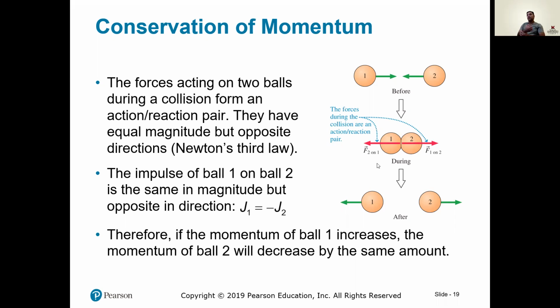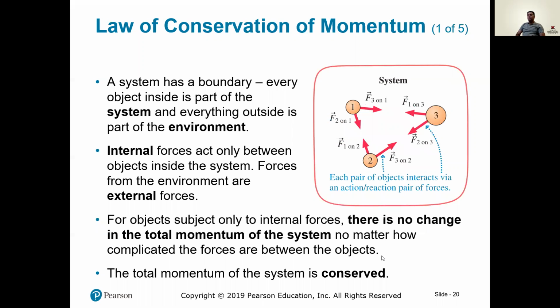You have two forces, F2 on 1 and F1 on 2, right? And you have solved problems like this where we named the action-reaction forces similarly. So the impulse of ball 1 on ball 2 is the same in magnitude but opposite in direction, of course, because you can see clearly that they are moving in opposite directions. Therefore, if the momentum of ball 1 increases, the momentum of ball 2 will decrease by the same amount. We are going to see this mathematically when we discuss collisions for different scenarios, okay?